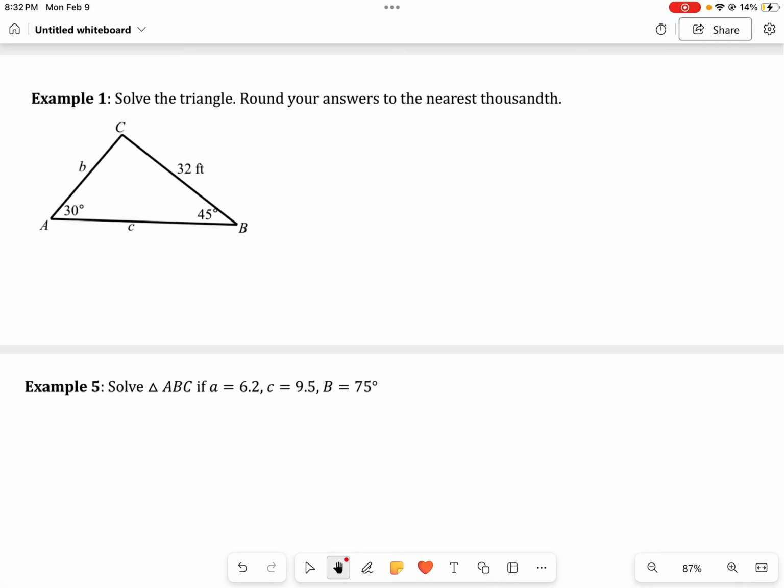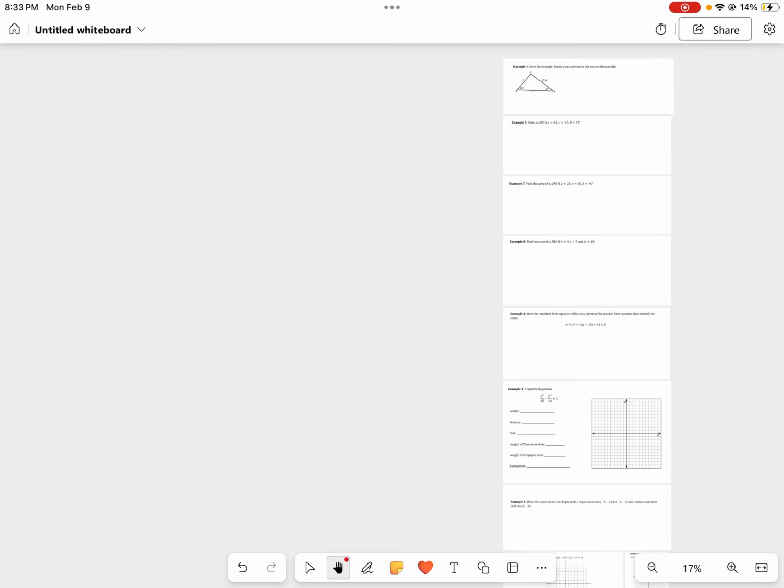Hello. This is going to be a quick test review over... I'm not sure what pre-cal unit this is, but it includes law of cosines, law of sines, triangle applications, parabolas, ellipses, hyperbolas, general forms, so basically a lot of triangle application. So, I mean, shouldn't take too long.